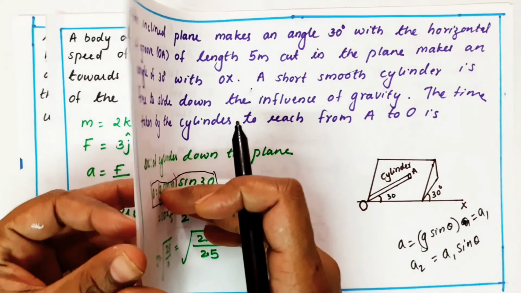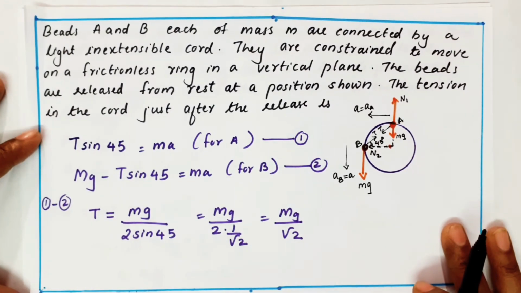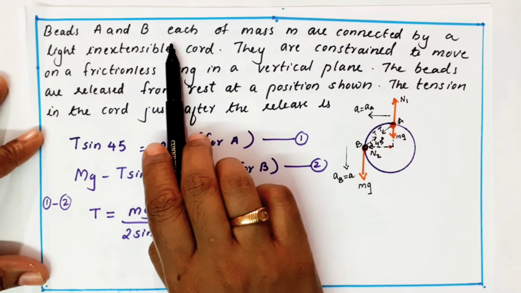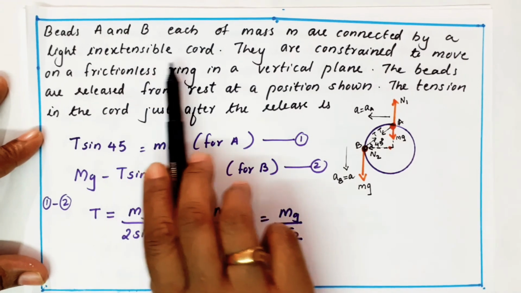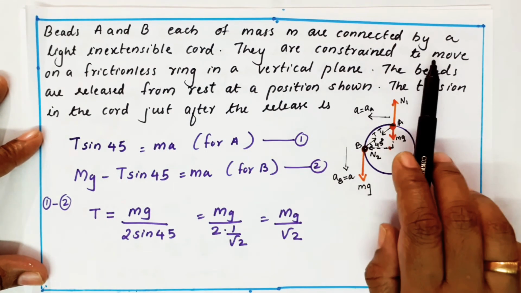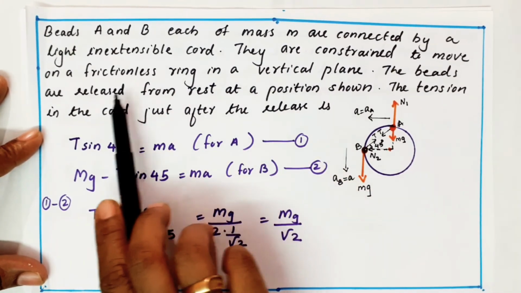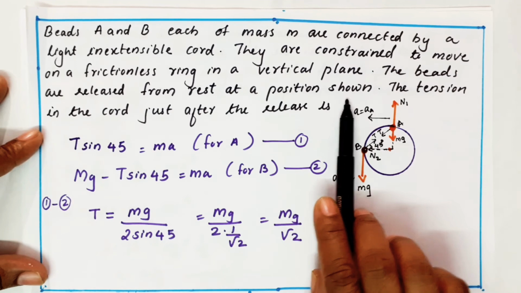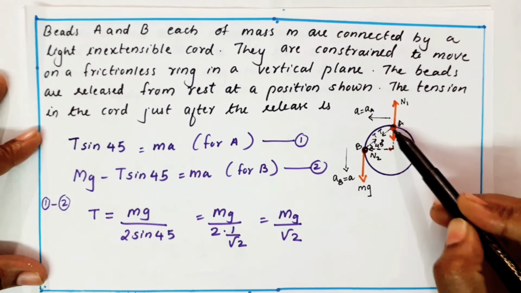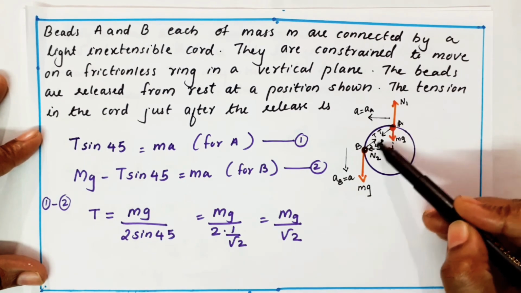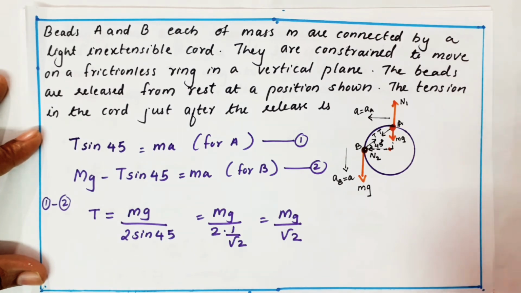Next. In this question, beads A and B, each of mass m, are connected by a light inextensible cord. They are constrained to move on a frictionless ring in a vertical plane. The beads are released from rest at the position shown. Find the tension in the cord just after the release. So this is your ring. These two are beads, connected with a string. When it is released, what is the tension just after the release, they ask.